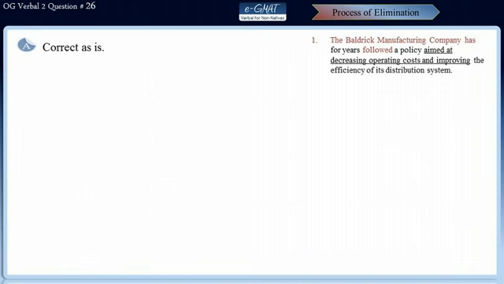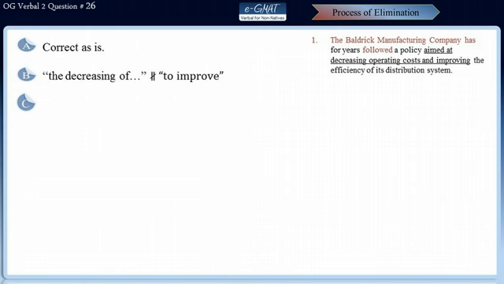So as we discussed just now, choice A is the correct answer, but we will still review the other answer choices. In choice B, we see again that decreasing of operating costs is not parallel to improve. So this leads to the error in choice B.